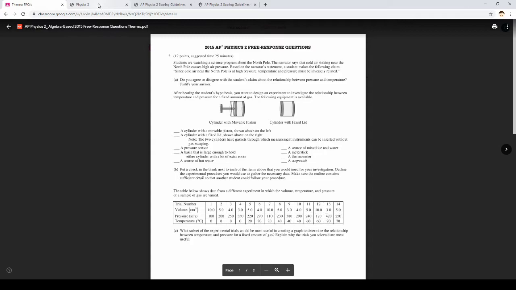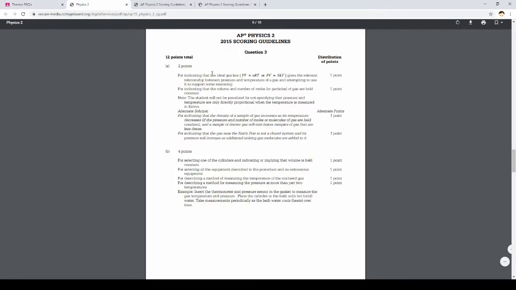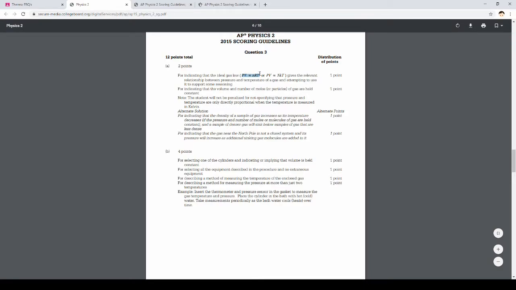So we have to disagree with the student's claim. The student is wrong. And we know that the student is wrong because of the ideal gas law. PV equals nRT shows that pressure and temperature are directly related, assuming that the volume and the number of molecules are held constant.